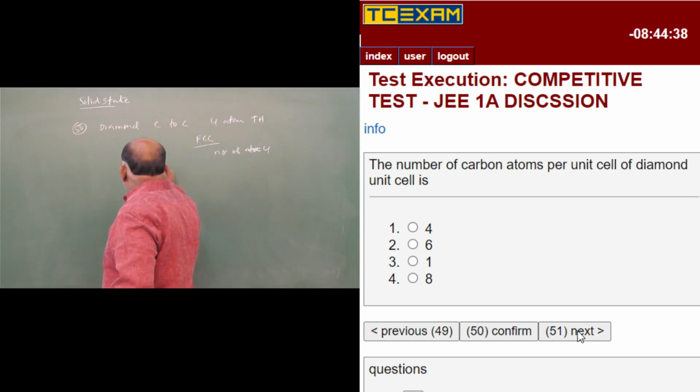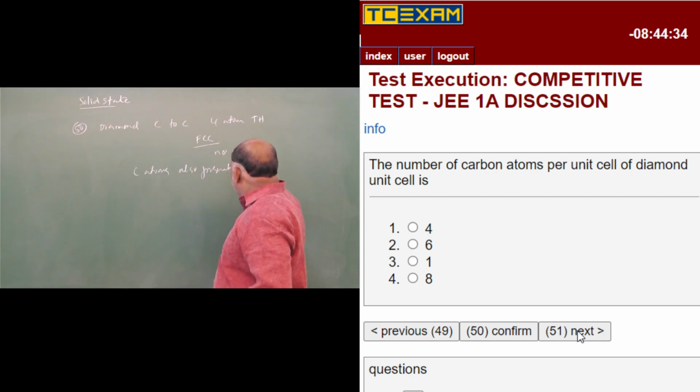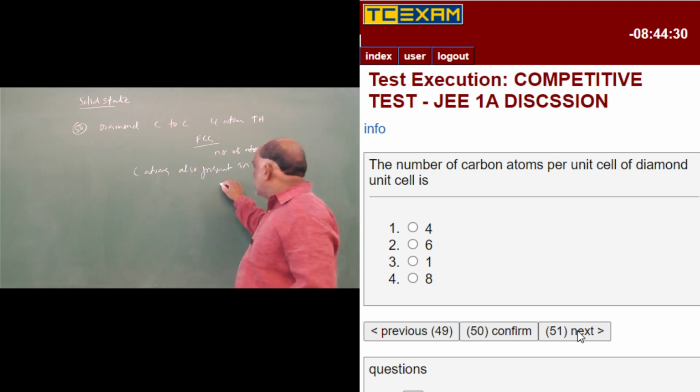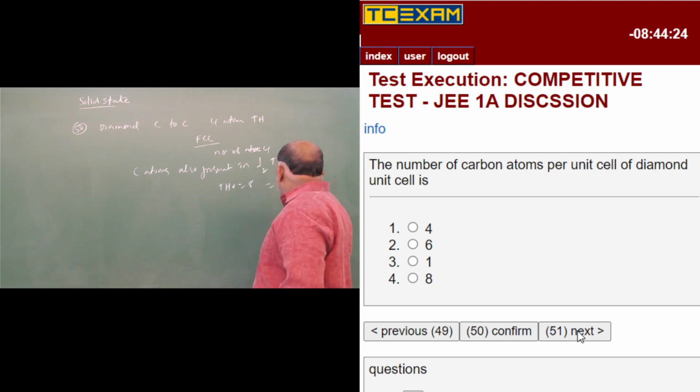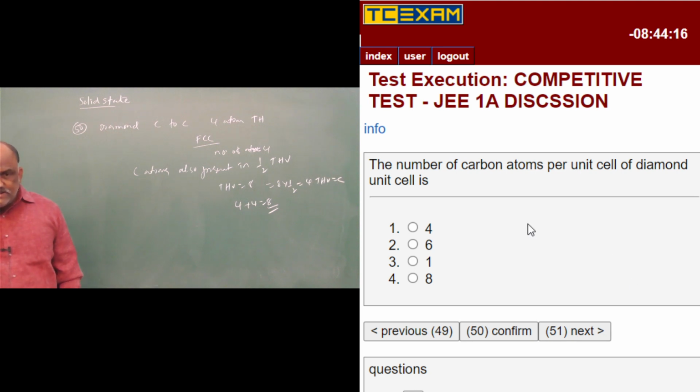C atoms are also present in 1 by 2 of the tetrahedral voids. So total tetrahedral voids 8, so 8 into 1 by 2 is equal to 4 carbon atoms. So 4 plus 4 is equal to 8. So this is the answer regarding diamond: 8, not 4. Coordination number is 4, but the answer will be 8.